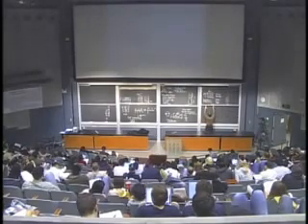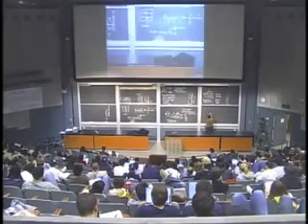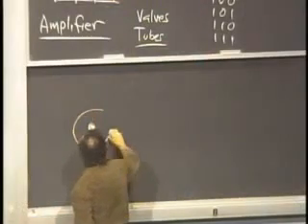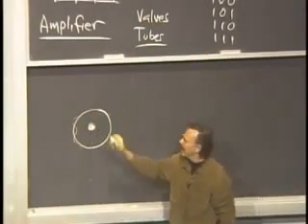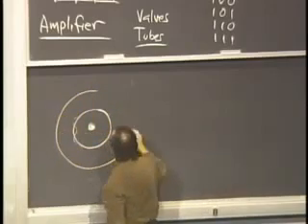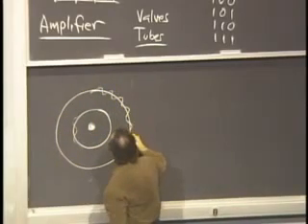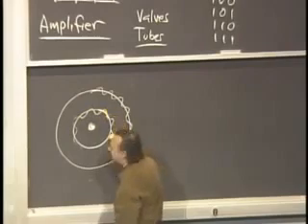Let's take an electron in an atom. Now the electron can be in this orbit if it has the right number of waves. This is one of the allowed orbits, okay? And the electron can be in this orbit. Okay, these are the two allowed orbits. Can't be in between, right?